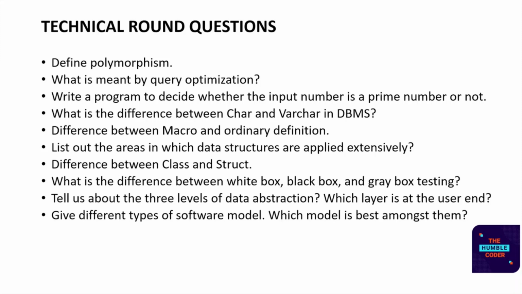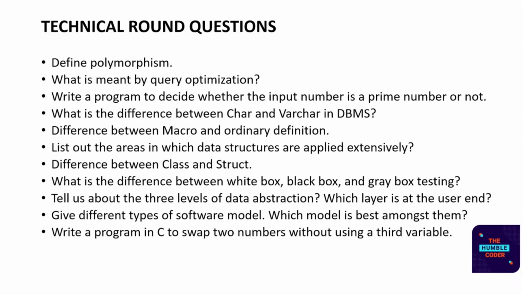So the next question is, give different types of software models. Which model is best amongst them? This question is from the subject software engineering, and you have to tell them different types of software models, like the waterfall model. There are different such types of models. And which model is best amongst them, because all the models are made for a specific condition. All of them can be used at the same time, but given a condition it would be better to use a specific model only. So this is a question from software engineering.